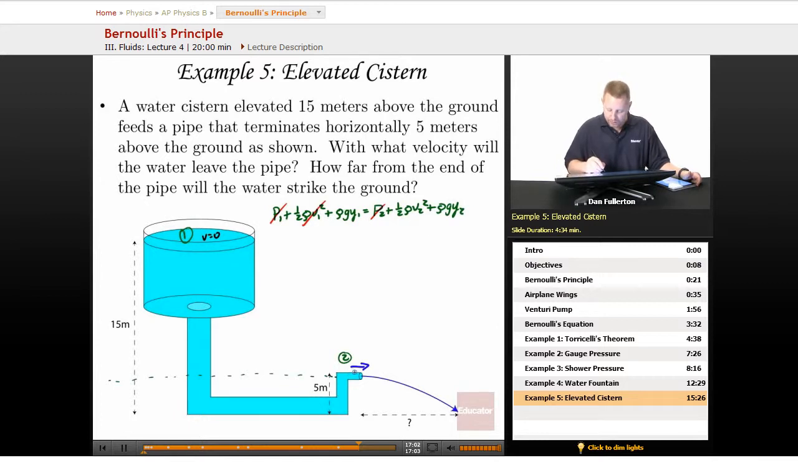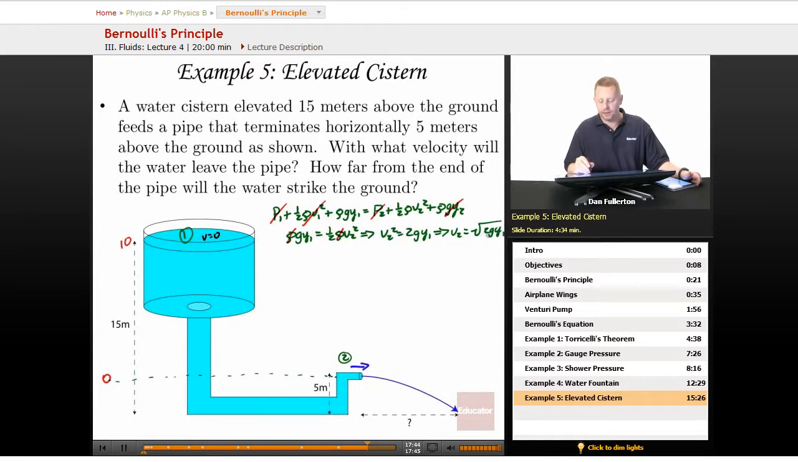On the right-hand side, if we're calling this the 0 height level for the first part of our problem, then y2 is 0 and we can make that term go away. So we've simplified Bernoulli's equation to say that rho g y1 equals 1/2 rho V2 squared. As we substitute in our values, first off, we can get rid of the rhos. g y1 equals 1/2 V2 squared, or V2 squared equals 2 g y1, or V2 equals the square root of 2 g y1.